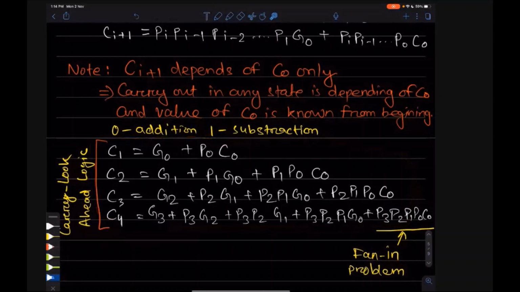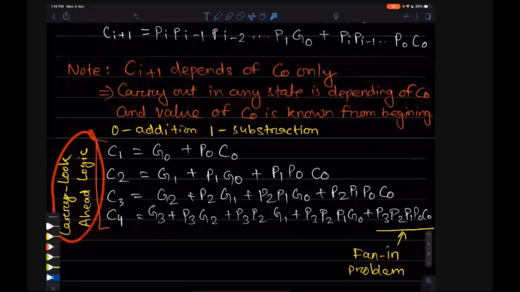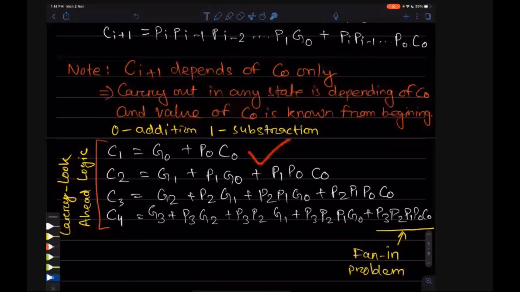We will not see the diagram of this logic, as it will be very complicated. But from this you can know that this is the carry look ahead logic. This circuit can give you all the carries simultaneously, in parallel, after the calculation of P and G.